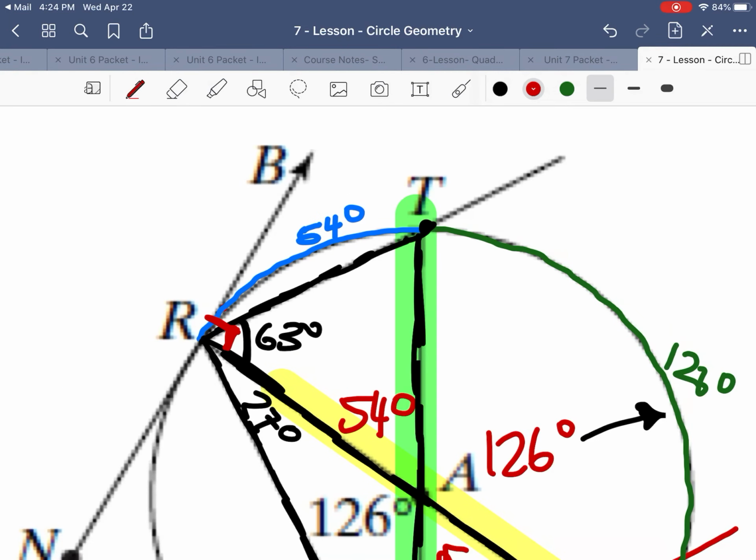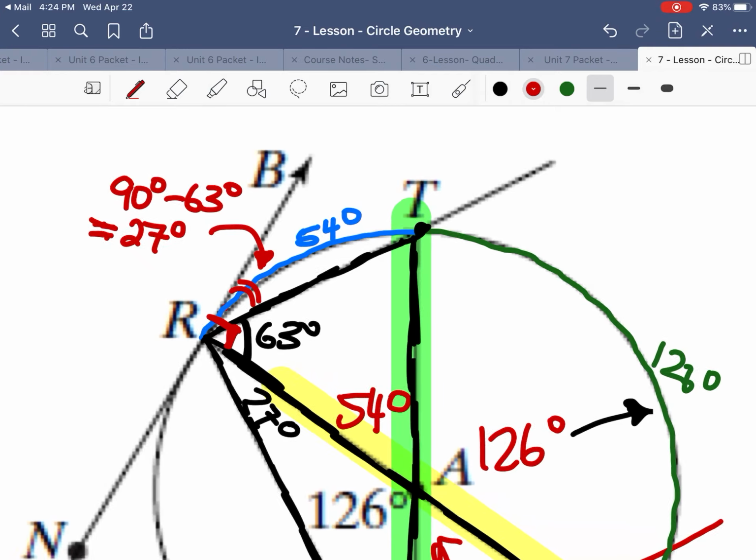Now, just going back for a second, they told us indirectly that this is a right angle. So if that's a right angle, and you know that part of it is 63 degrees, then the other part of it, and these diagrams get very, very busy very quickly, has to be 90 minus 63. So 27 degrees.